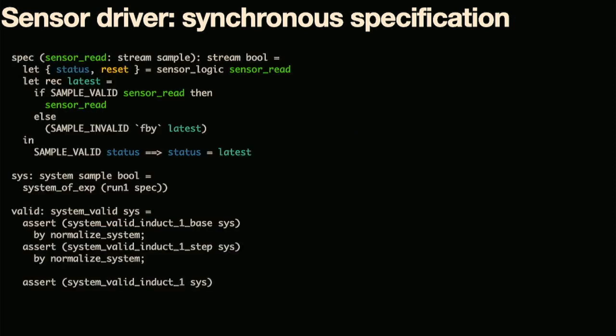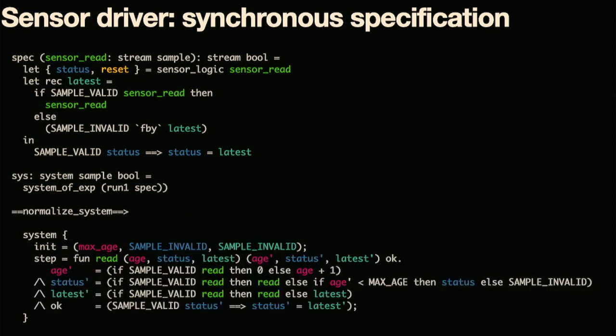So we can prove that this is true. We can prove that this holds of our driver that we wrote. And the way we prove it is by translating to a transition system. One way to prove it is translating to a transition system and then proving it by induction over the trace. And if we translate to a transition system, then we get something like this.